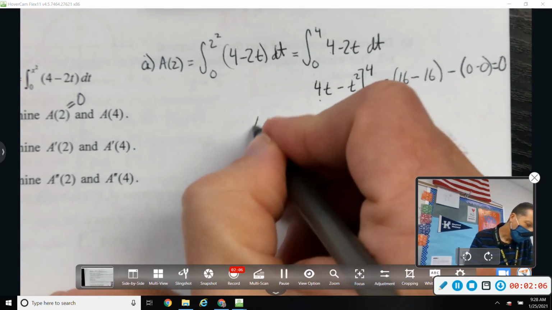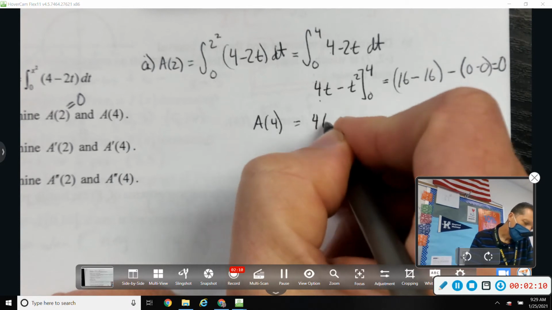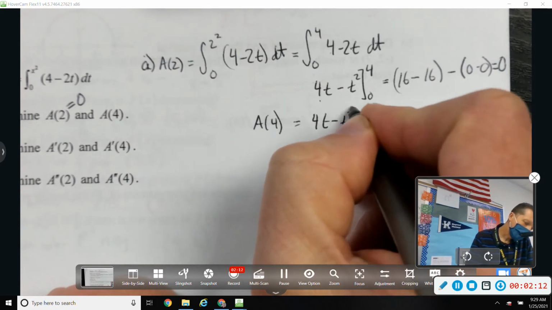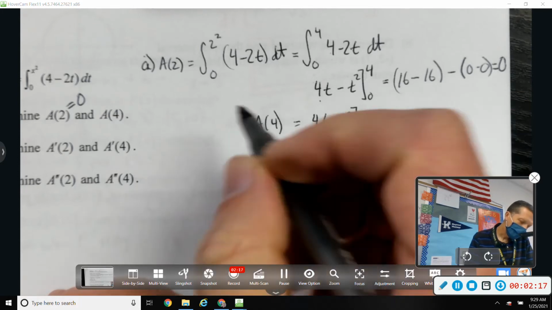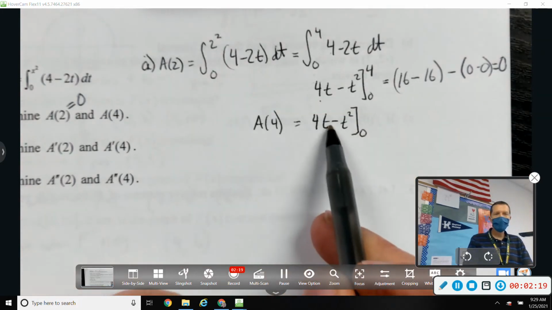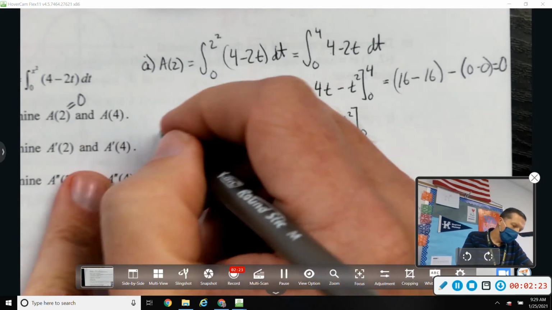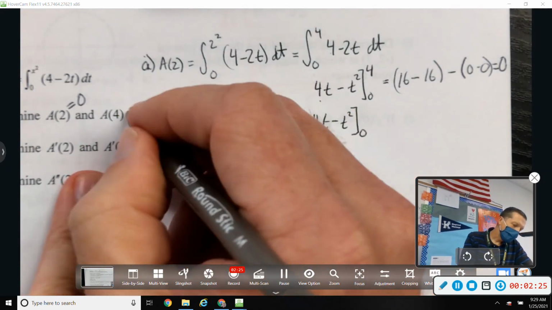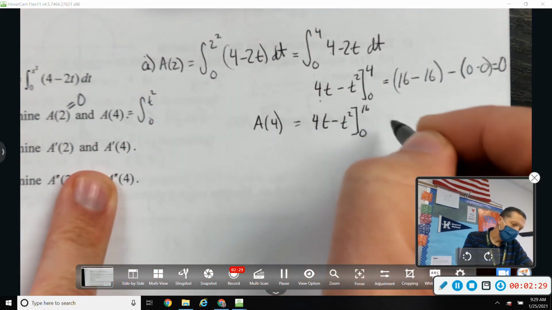A of 4, I can kind of jump in at this spot because it's the same antiderivative. It's just now going from 0 to, oh, be careful. What am I going to here? What's the upper limit going to be? 16. 0 to t squared, so 0 to 16.